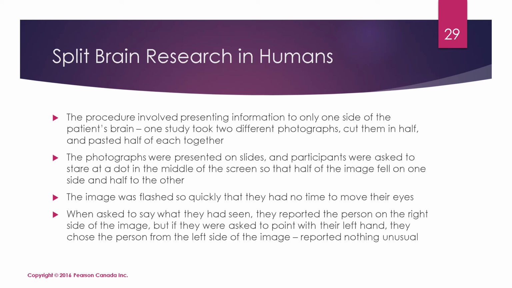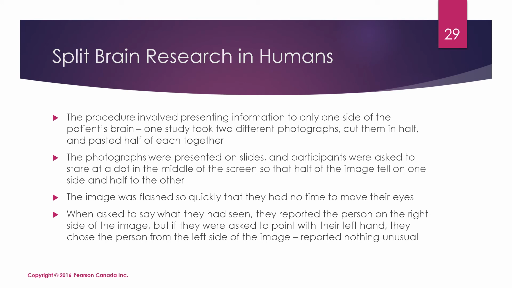Because of course, if they were able to move their eyes back and forth, then they would see both sides with both eyes, and that would defeat the purpose, because that information would go to both sides of the brain. But if it's flashed so quickly that they're only able to see, say, the left-hand side with their left eye and the right-hand side with the right eye, then that information is only going to one section of their brain.